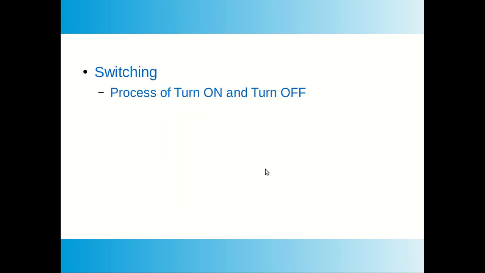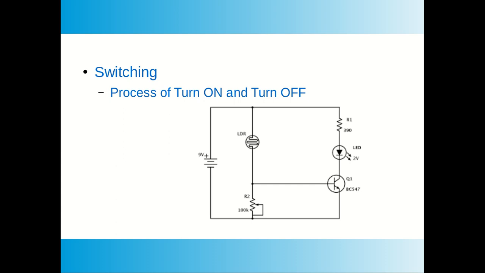The next application is nothing but switching. Switching is nothing but the turning on and turning off process. So we see this example here. This contains a transistor in the switching mode of operation. Here an LDR is used for this switching application. The LDR can change its resistance depending on the light falling on it. During the daytime, light is falling on the LDR and the value of the resistance is very low. In that case, the transistor will be in the off condition. Once the transistor is off, the LED is also off.